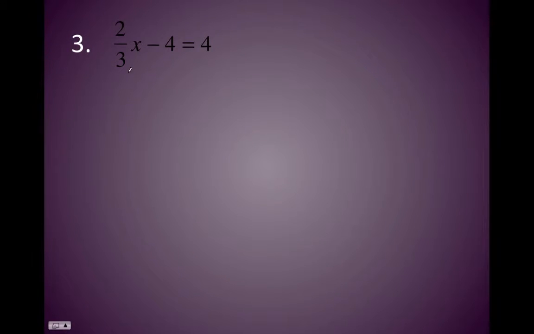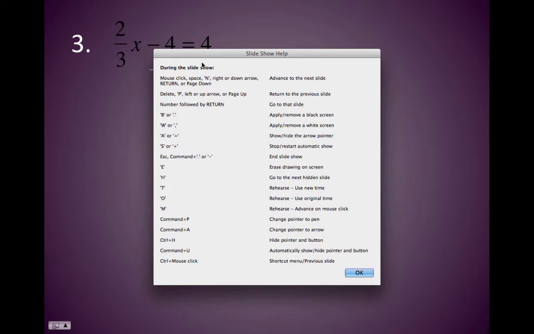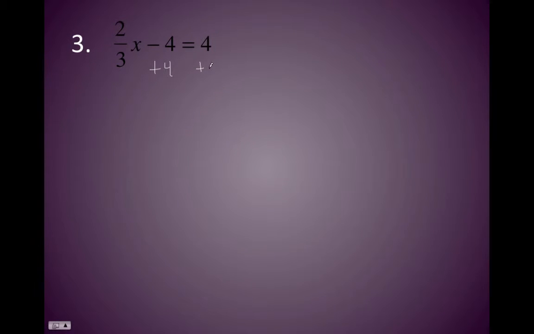Now we're going to look at 2/3 x minus 4 equals 4. We've got a fraction in here. Don't let the fraction scare you. We're not even going to mess with it at first anyway. We're going to do reverse order, so remember we start with the additions and subtractions. We've got a subtraction here, and the inverse is addition. We're going to add 4 to each side. When we do that, we end up with 2/3 x equals 8.